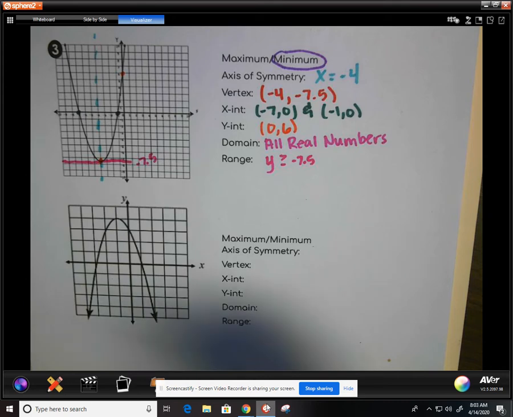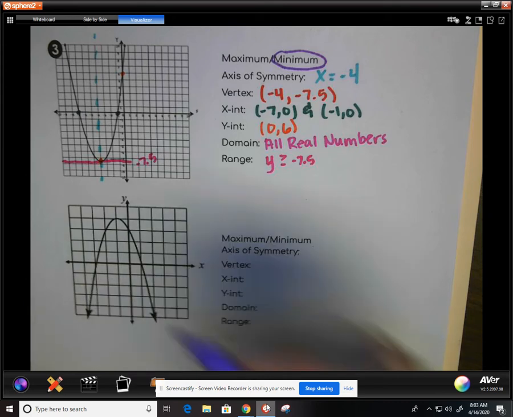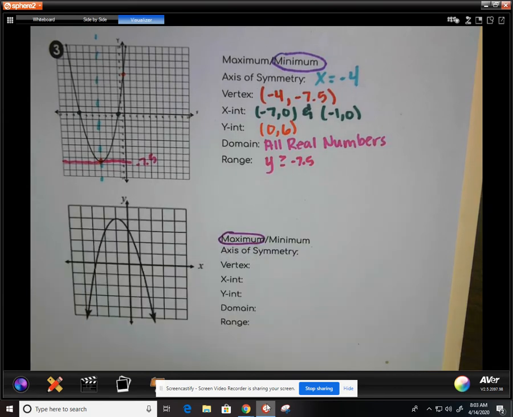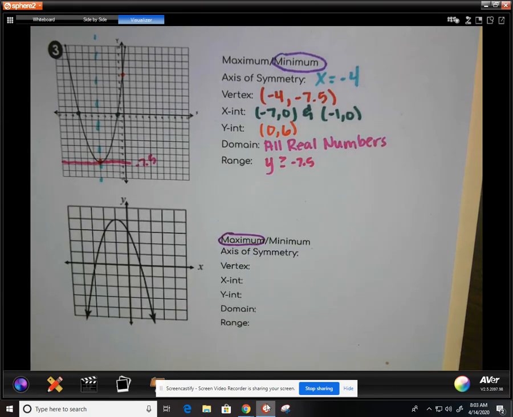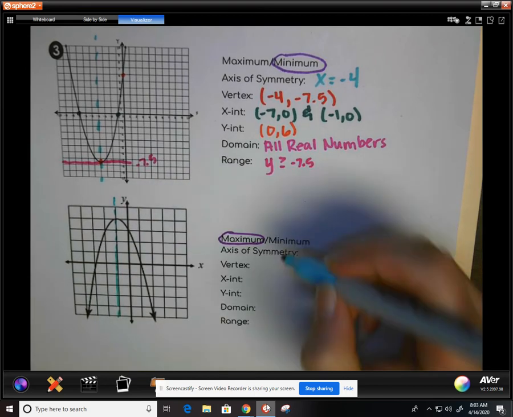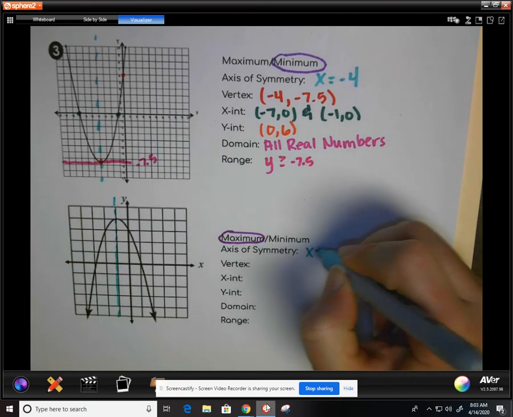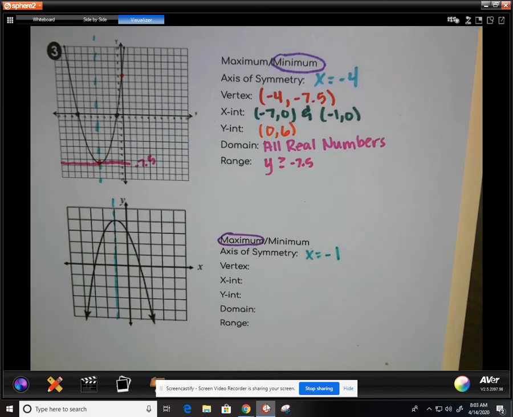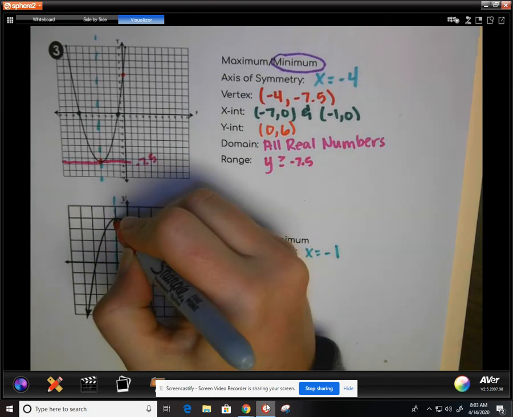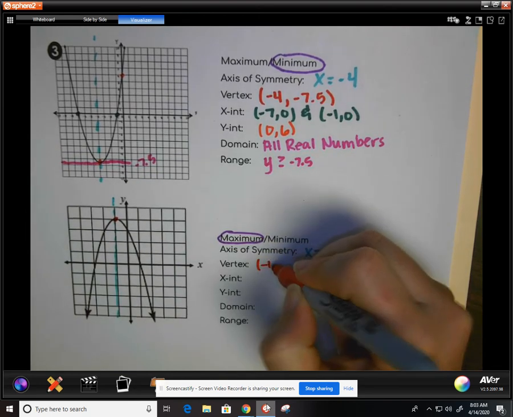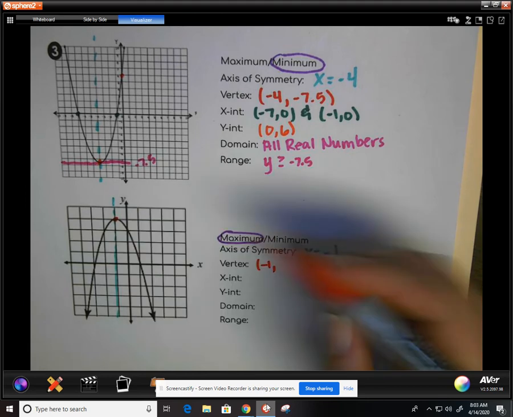Okay, for the other example, this graph is now opening down, so therefore it's curving at the highest spot. So this is a maximum. I can fold the parabola in half right here, and that makes my axis of symmetry x equals, and this is -1. The vertex is at the top of that axis of symmetry, and that is at -1 and 1, 2, 3, 4.